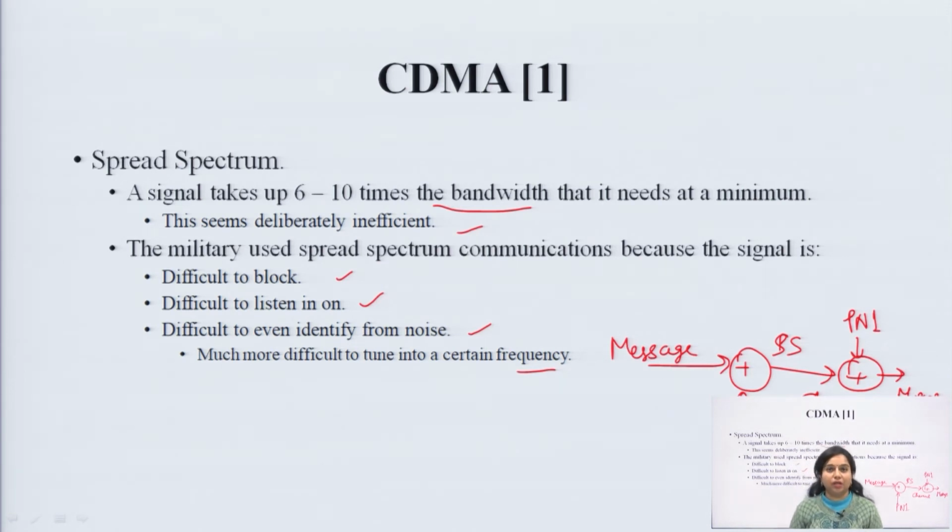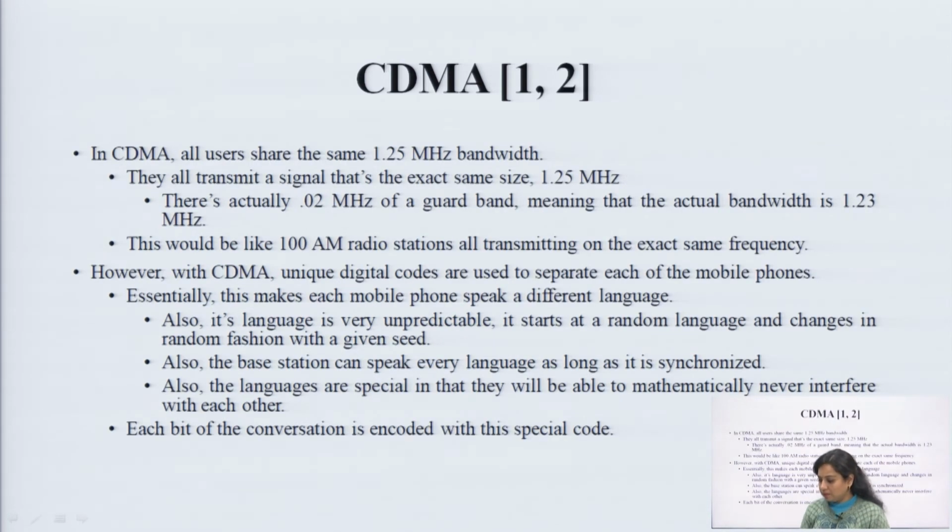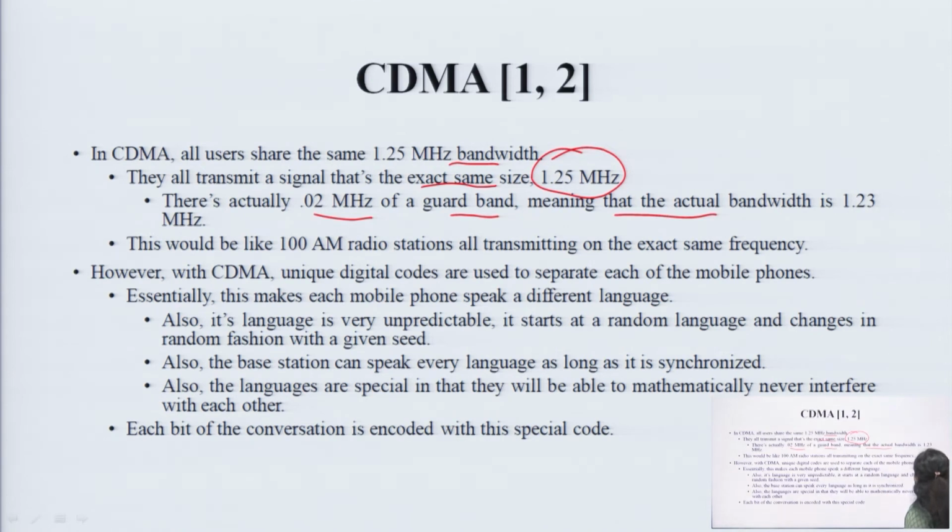So, this is the basic idea behind the spread spectrum technique. There are four types of spread spectrum: time hopping, frequency hopping, direct sequence and hybrid. Hybrid is a combination of two or more different SS techniques. Now, in CDMA all the users share the same 1.25 megahertz of bandwidth. They all transmit signals of the exact same size, that is 1.25 megahertz. There is actually a 0.02 megahertz guard band, meaning that the actual bandwidth is 1.23 megahertz. This would be like 100 AM radio stations all transmitting on the exact same frequency.